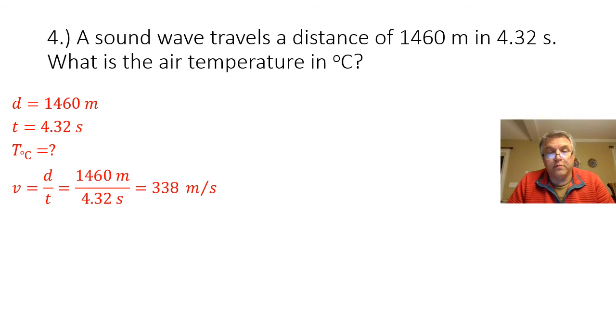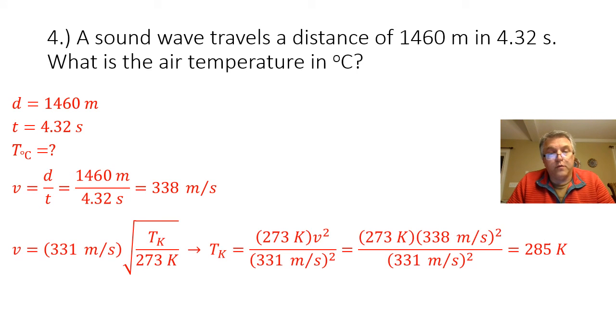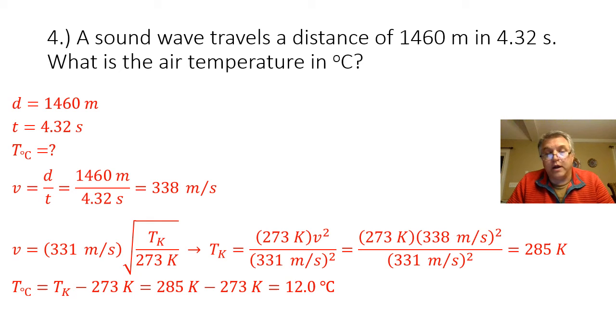Now I can plug that into my wave speed formula. And when I plug that value into my wave speed formula, I am going to get a temperature of 285 Kelvin. Now I have to convert that temperature to Celsius. So once again, I just take my Kelvin temperature and subtract 273 Kelvin from that. So 285 minus 273 will give me an air temperature of 12.0 degrees Celsius.